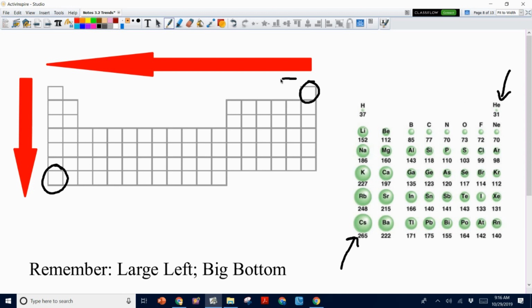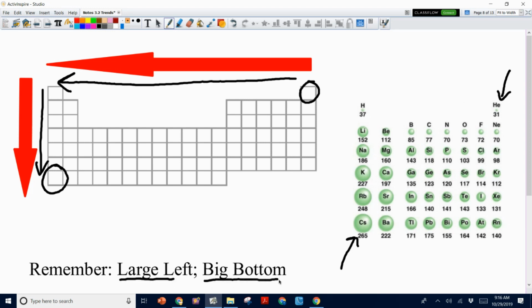So as you go to the left of the periodic table, they're getting larger and larger. So as you go down, they're getting larger. So large left, big bottom. Okay, so you can see here, as you go across the periodic table, it gets larger and larger on that row. And as you go down, they get bigger. So large left, big bottom for atomic radius.